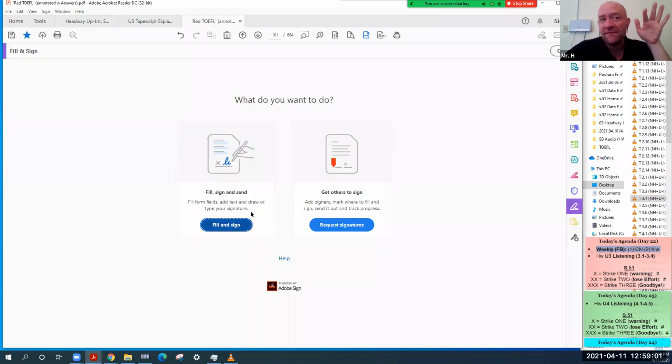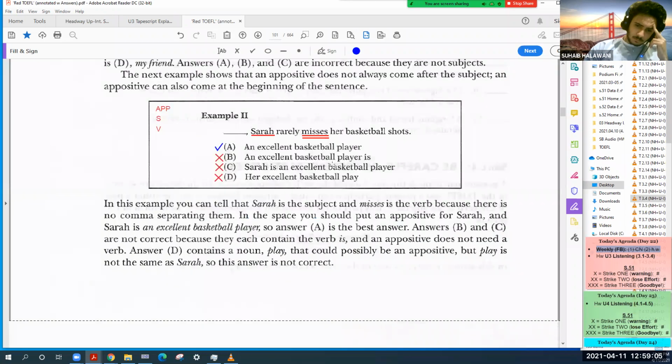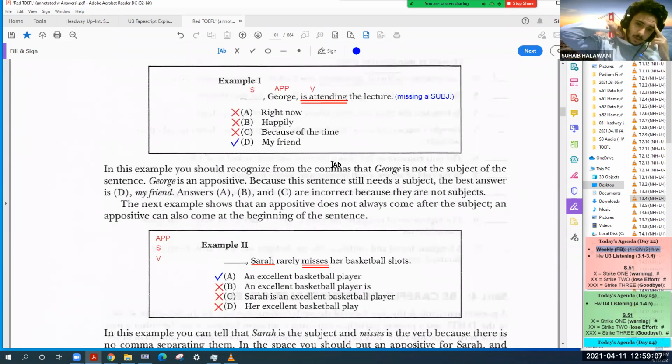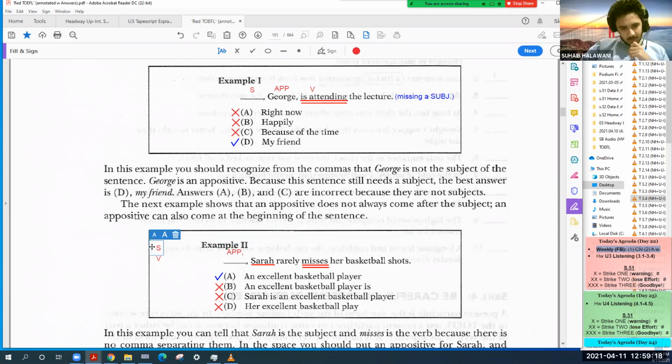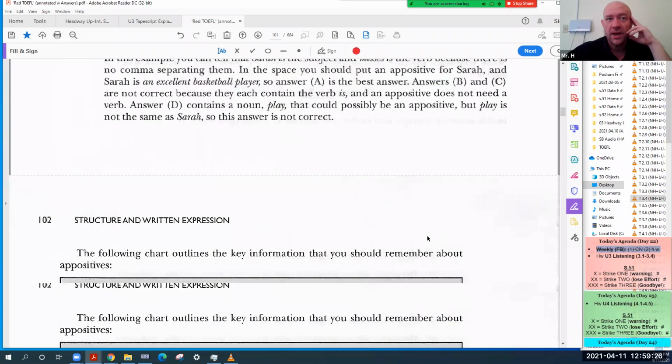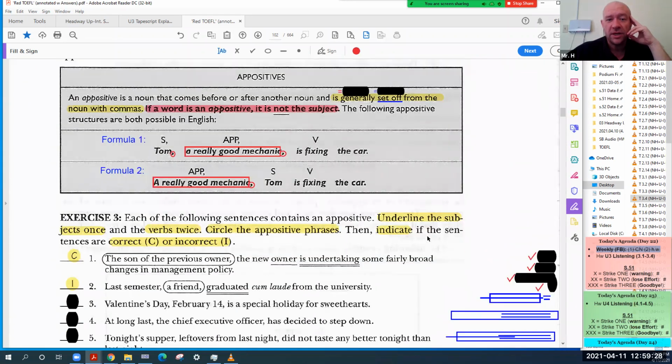Is this the same formula as the other question? No. Here we begin with the appositive, and don't forget the comma. Then the subject, and then the verb. All right. Let's take a look at the chart here.